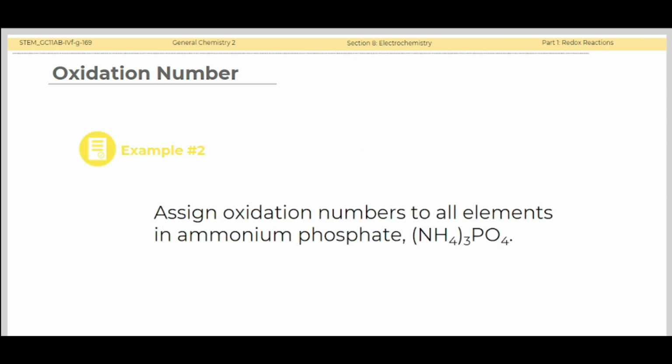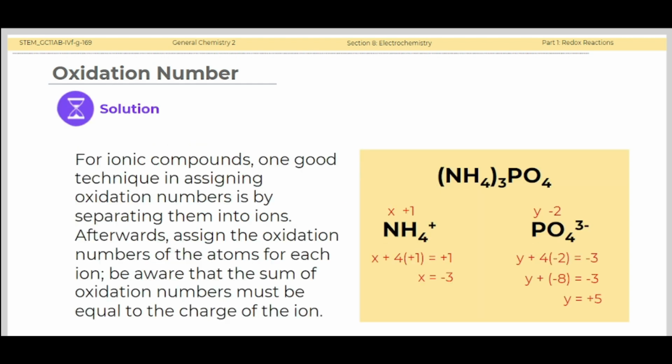Example number 2. Assign oxidation numbers to all elements in ammonium phosphate. Solution. For ionic compounds, one good technique in assigning oxidation numbers is by separating them into ions. Afterwards, assign the oxidation numbers of the atoms for each ion. Be aware that the sum of oxidation numbers must be equal to the charge of the ion. Ammonium phosphate consists of ammonium and phosphate ions.